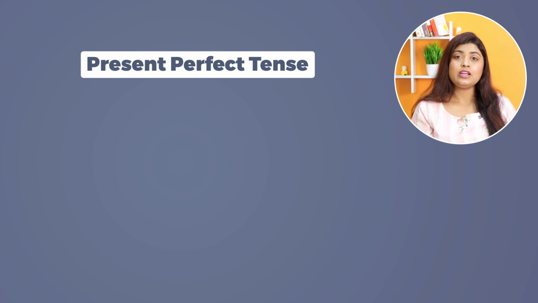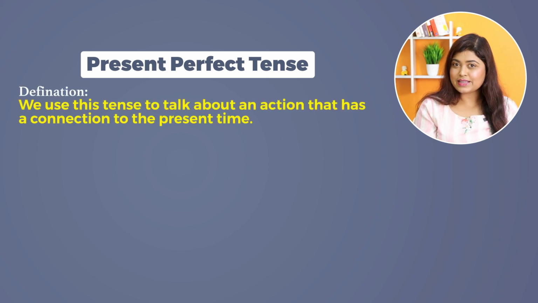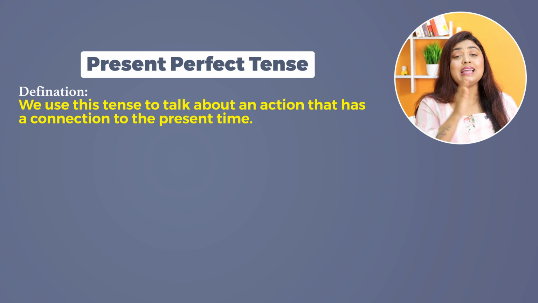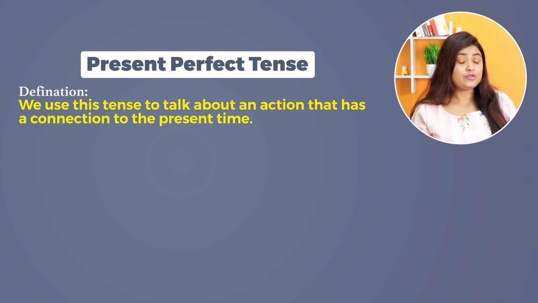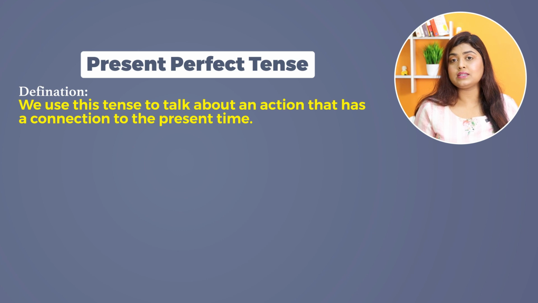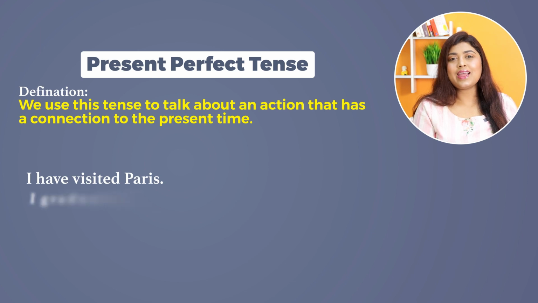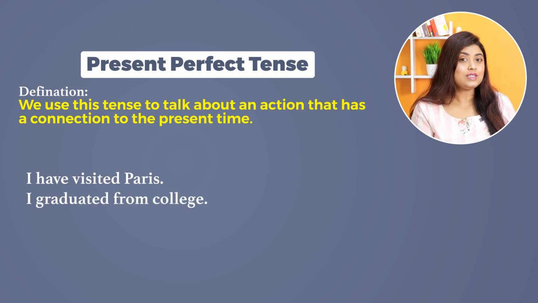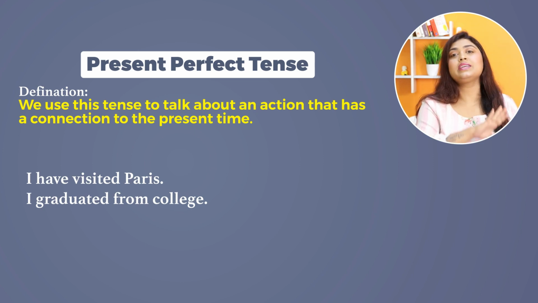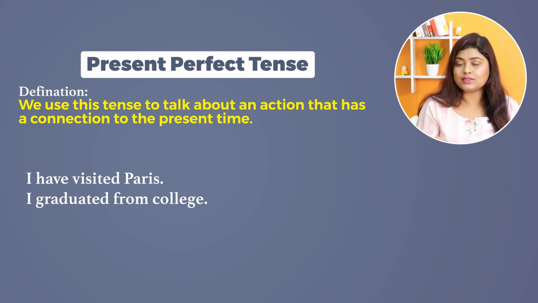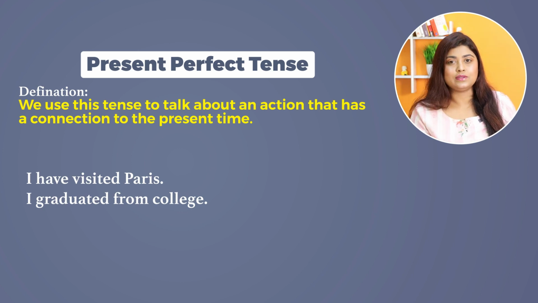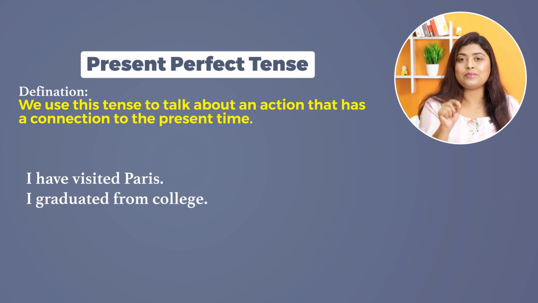Now, let's shift our focus to present perfect tense. Unlike simple past tense, present perfect tense is a bit confusing. We use this tense to talk about an action that has a connection to the present time. Please remember, in this tense, the exact time of the action is not specified. For example, I have visited Paris. I have graduated from college. Notice that the time frame is not specified. We are not mentioning any time in the sentences. Notice how the focus is on the experience or on the result rather than the specific time it happened.